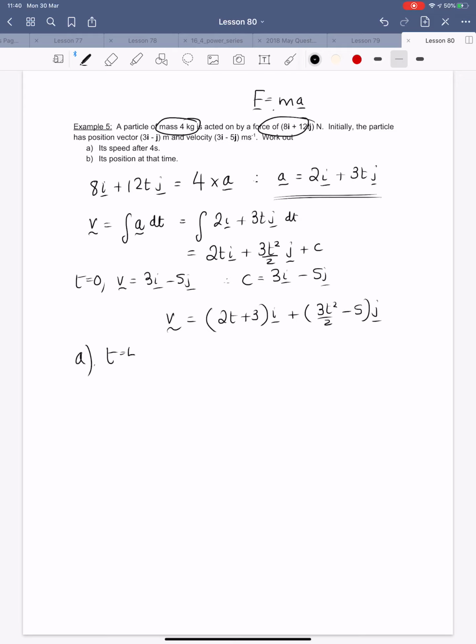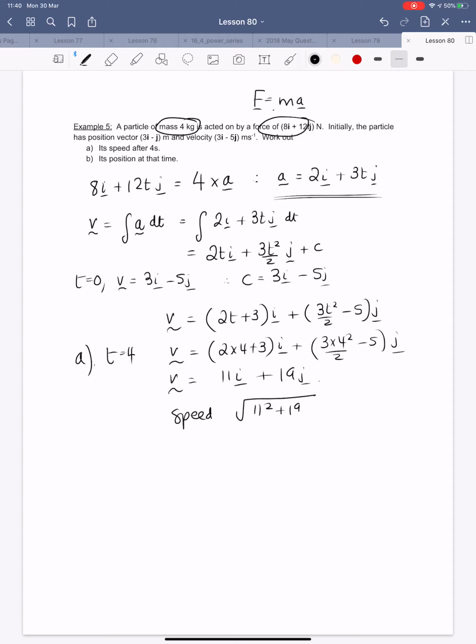When t equals 4, v is 2 times 4 plus 3 in the i, 3 times 4 squared over 2 minus 5 in the j. So therefore v is 11i. 3 times 16 is 48, divided by 2 is 24, minus 5, 19j. So the speed is the square root of 11 squared plus 19 squared, which is 22.0 meters per second.